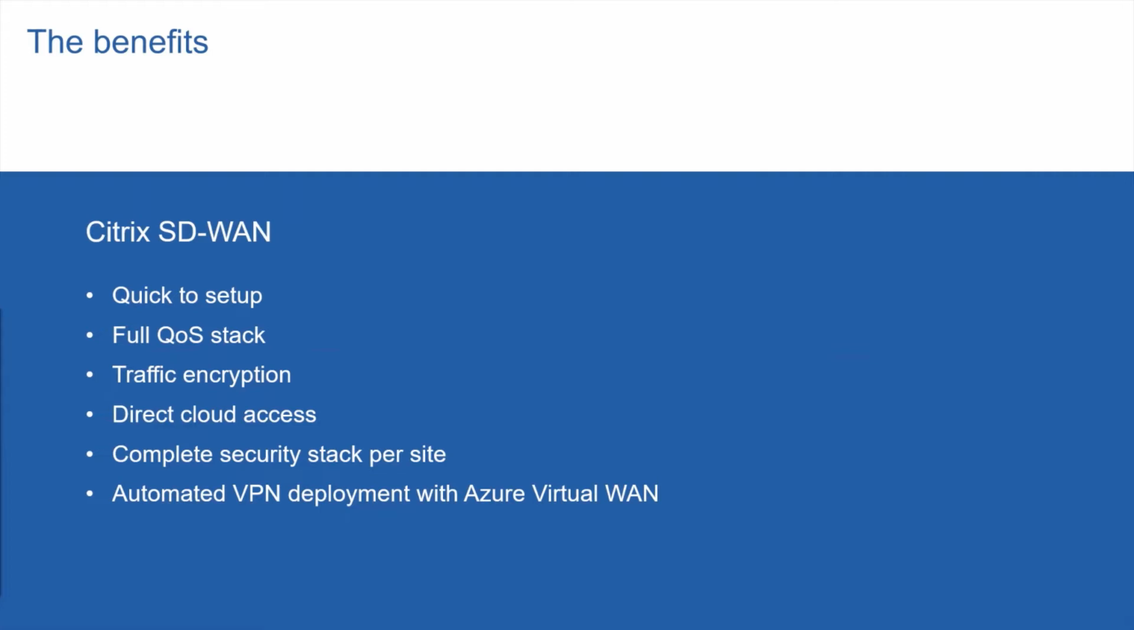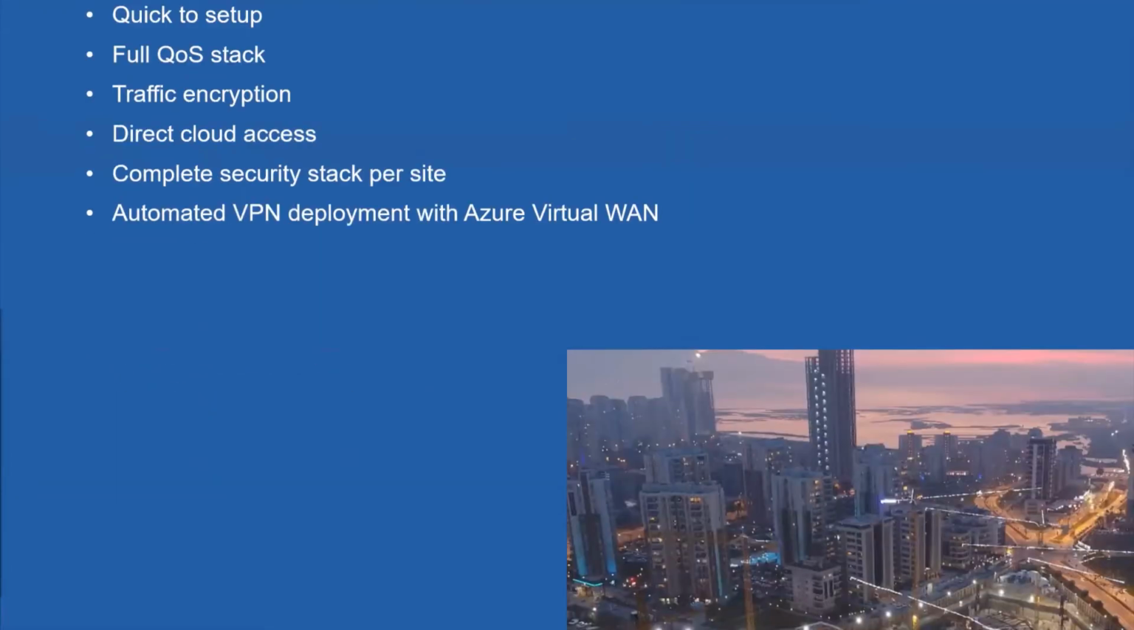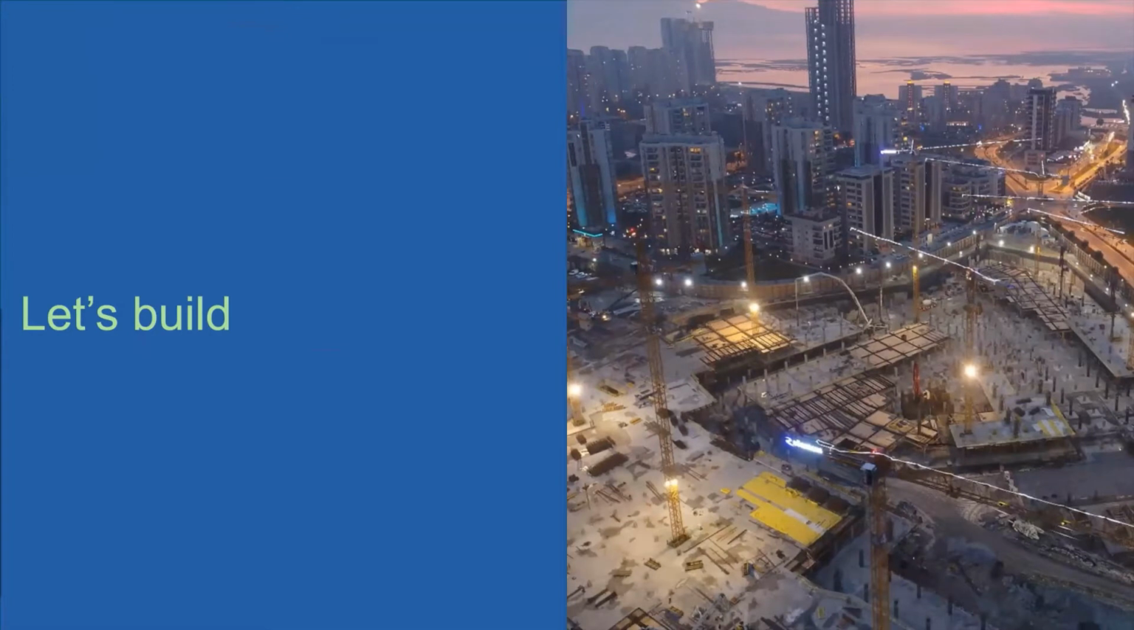And lastly, if we don't want to spin up any Citrix SD-WAN VPXs within the cloud, we still have the benefit that we can automate our VPN deployments with Azure Virtual WAN, saving us a lot of labor and pain in configuring all the different parameters. So let's go and start building our POC environment.